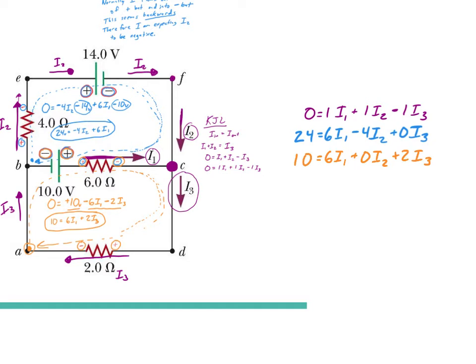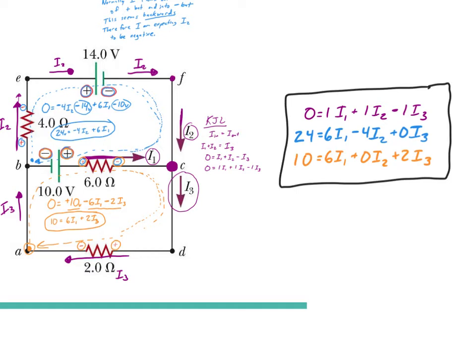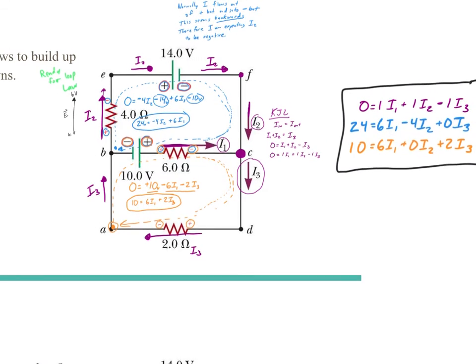That is 3 equations and 3 unknowns. That combination, I many times call it n equations and n unknowns. That means there's enough information there to find out what I1, I2, and I3 are. Before I do that, I'm going to make a note of one more loop we could have done. That one more loop is the outer loop.